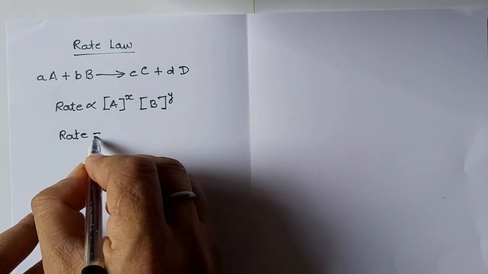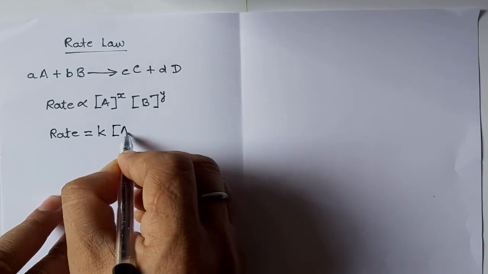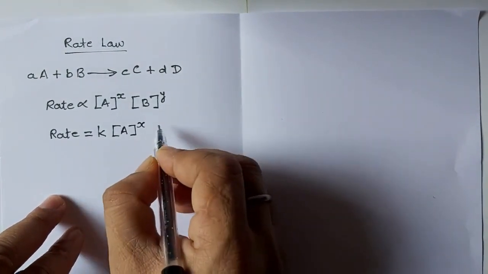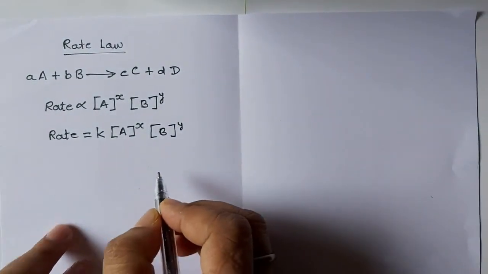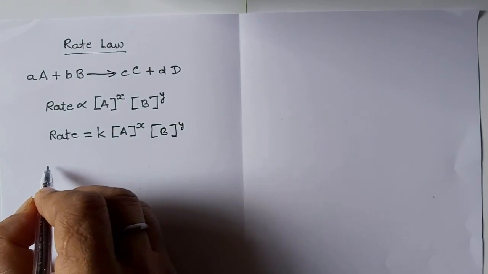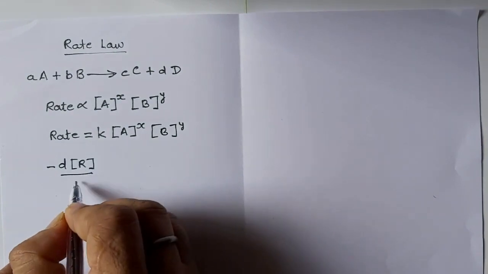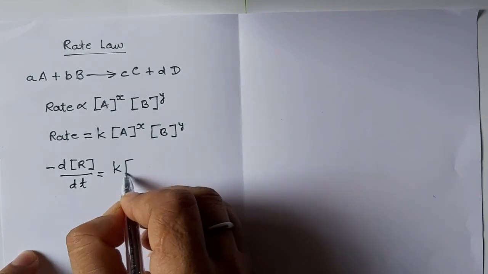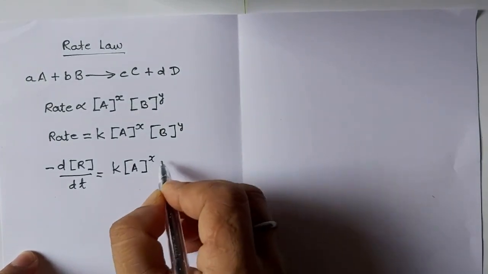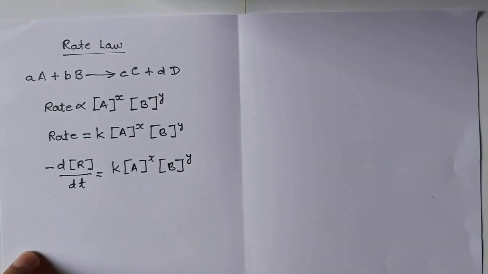Rate, now let's put the constant k, the rate constant, and again these concentration terms. This is for B, and we can also put it like this, so this is how it should be.